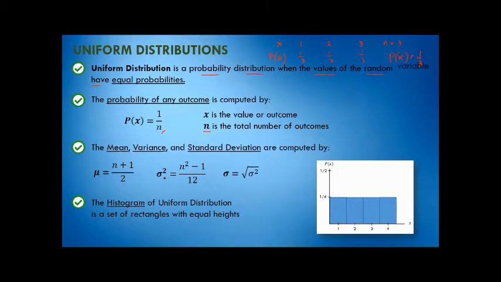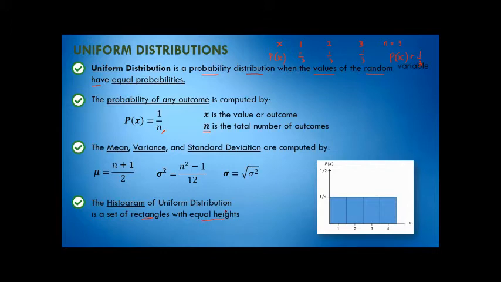So this is sigma squared variance. This is sigma standard deviation. Next, one property of uniform distribution is the uniformity of the histogram. So the histogram of uniform distribution is a set of rectangles with equal heights.